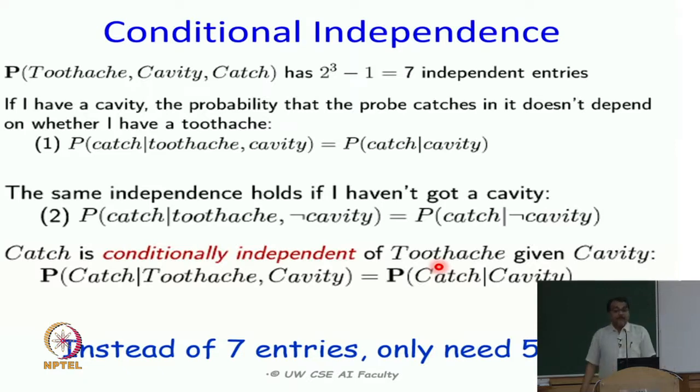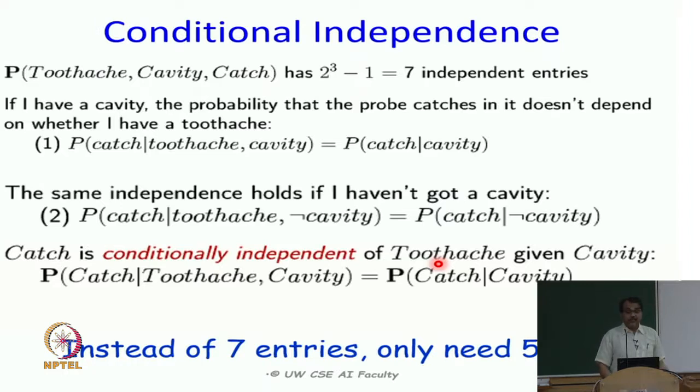Okay? Once I know cavity, catch and toothache are independent of each other, right? A given B is equal to A. Instead of saying that, we will say A given B comma C is equal to A given C, which basically means A and B are conditionally independent given C. Now what I am going to show you is that when this happens, the full joint distribution does not even need 7 values, it only needs 5.